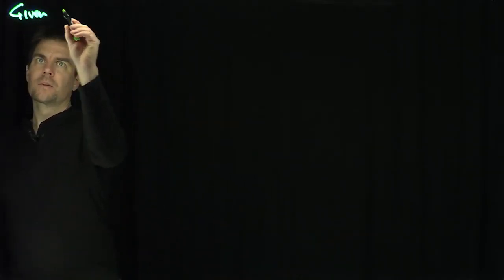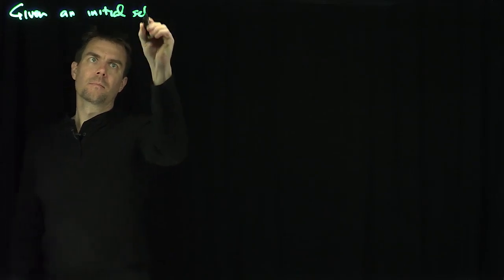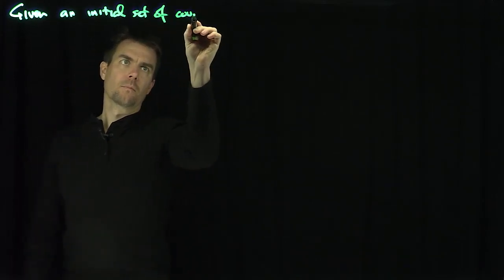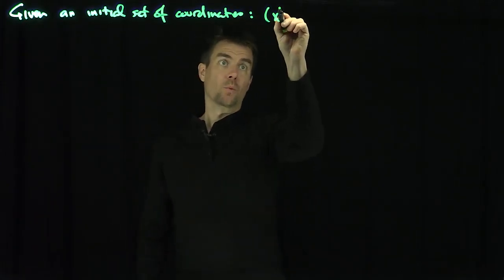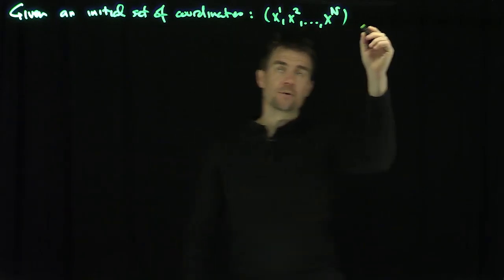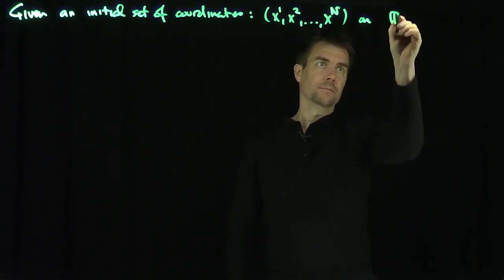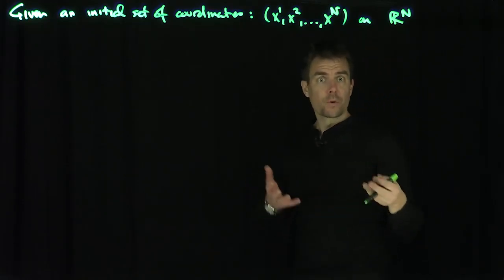Hello students, in this video we'll begin a discussion of covariance and contravariance with respect to two different sets of coordinates on a Euclidean space. Let's be given an initial set of coordinates, let's call them x1, x2 through xn on Euclidean space. Later we'll do these things on more general surfaces. And then a second set of coordinate changes, right?